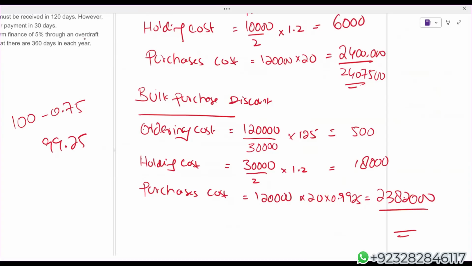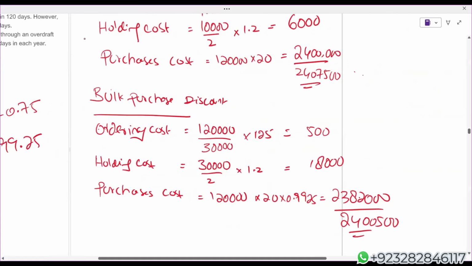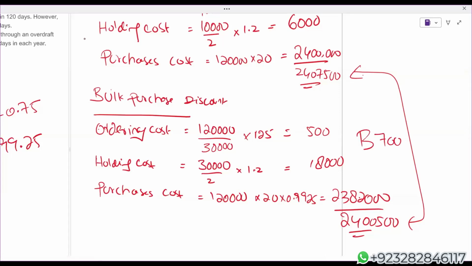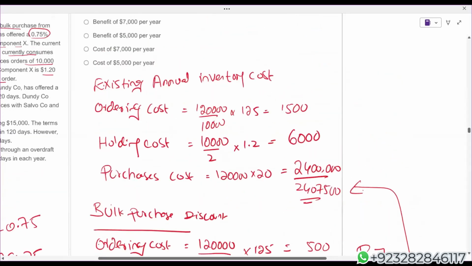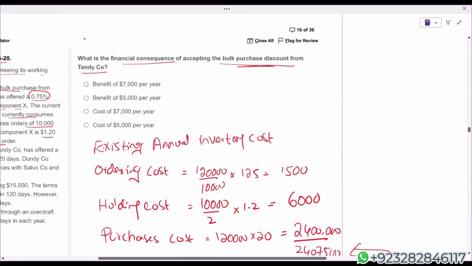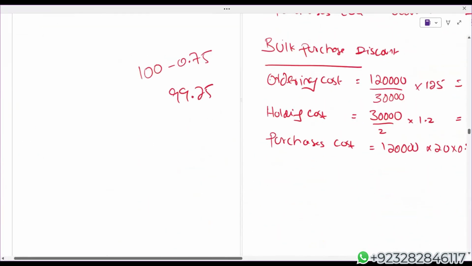So students, you can see that revised annual inventory cost is lower than existing annual inventory cost. Logically, there's a benefit of 7,000. There's an annual benefit of 7,000 because your revised annual inventory cost is lower than your existing annual inventory cost. So your company will have a benefit of 7,000 annually. Great. Let's move to the next part.